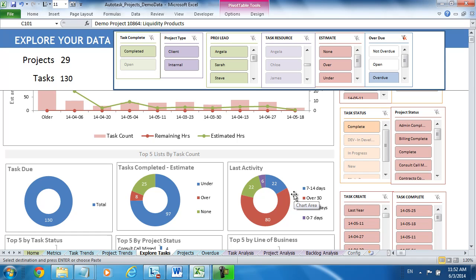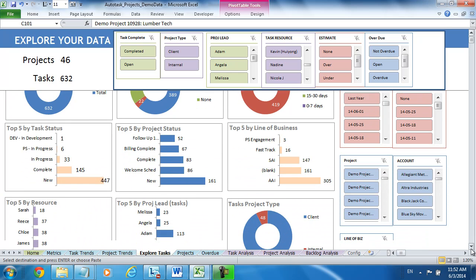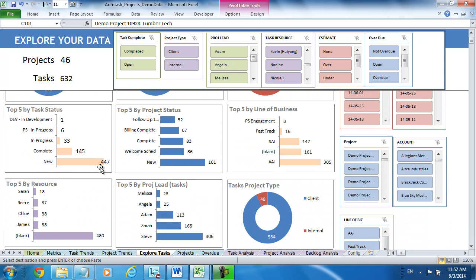So that leads me into certain questions that I want to look at, like overall information regarding what happened in terms of something being open and overdue. Now, one of the things that you can take a look at is just using the slicers to see last activity and overdue. I can see the top tasks by task status, by project status.